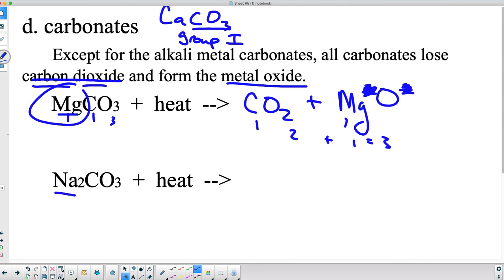Sodium carbonate plus heat. What is our rule? Our rule is alkali metal carbonates do not react. So that means that this is a no reaction.